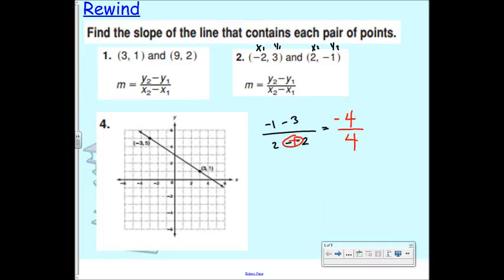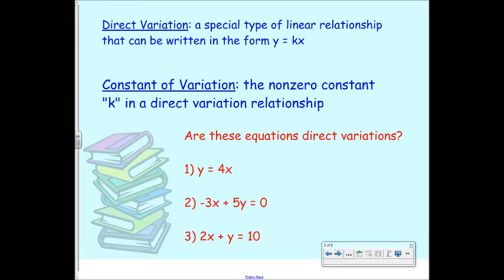Okay, we're going to talk today about direct variation, and direct variation is just kind of a fancy word for a relationship, a special kind of linear relationship. Most linear relationships that we've seen or that we will see come in the format y equals mx plus b, where, does anyone know what this is called? Point slope form? Slope-intercept form. This is slope-intercept form.